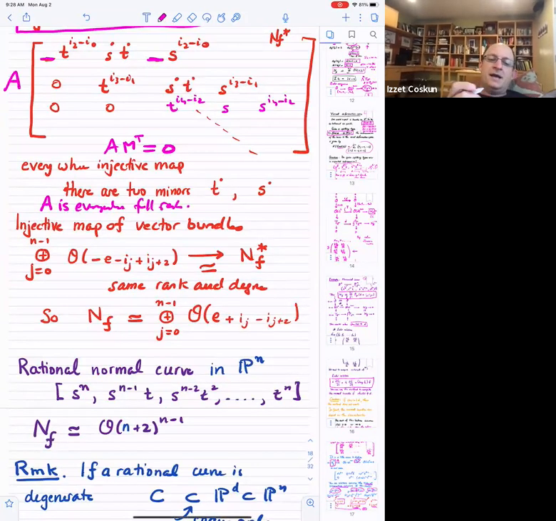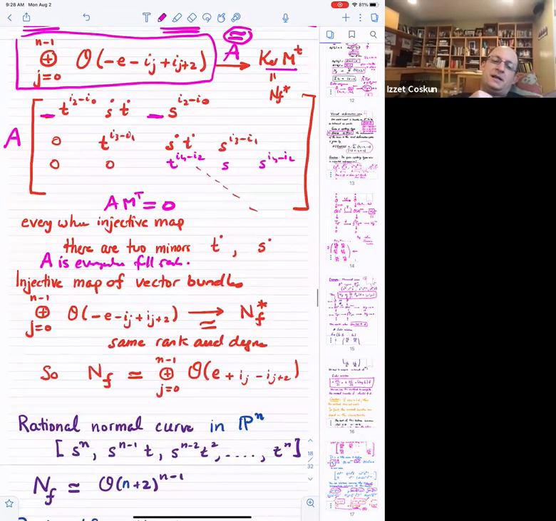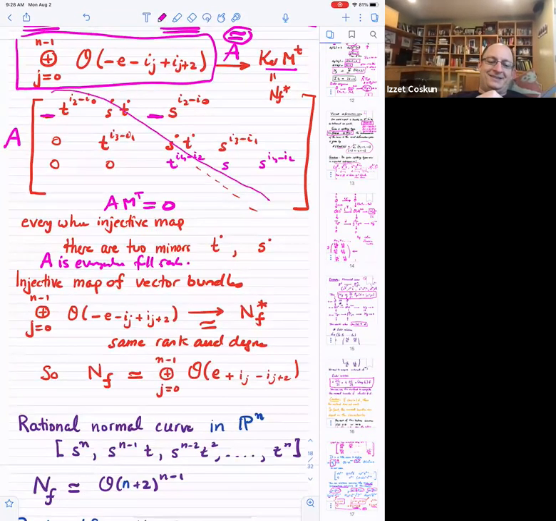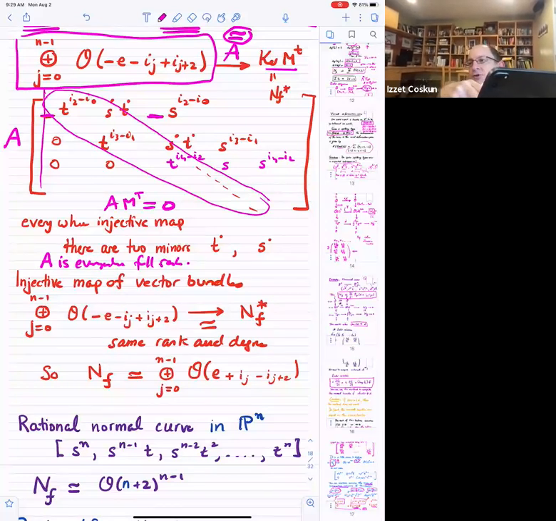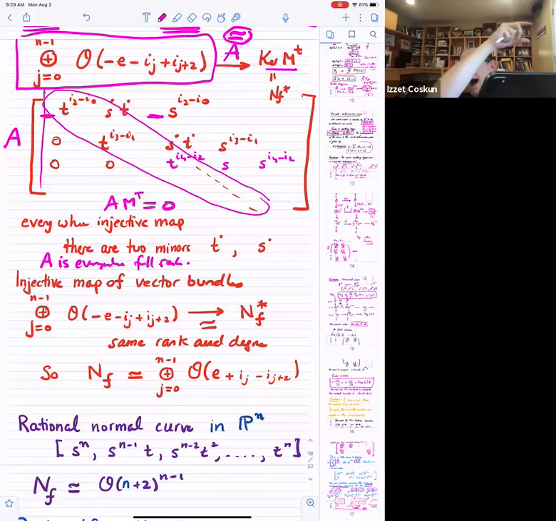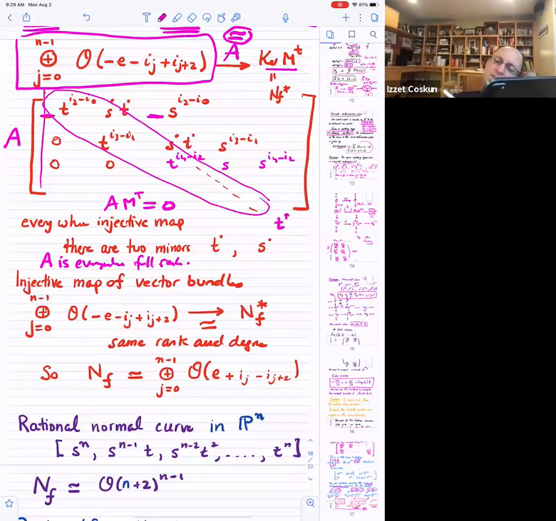Why is that? Let me look at this minor, the beginning minor. It is an upper triangular matrix, and the diagonal entries are all powers of t. So if I take the determinant of that minor, you get t to some power with the coefficient not being 0.